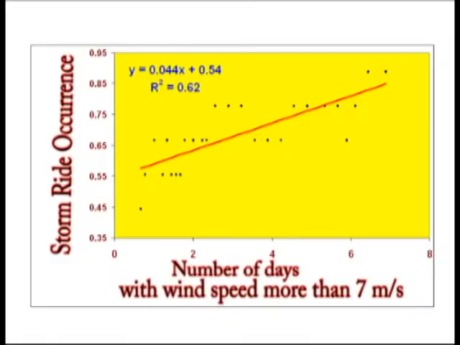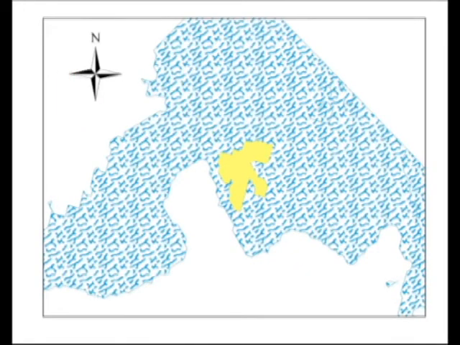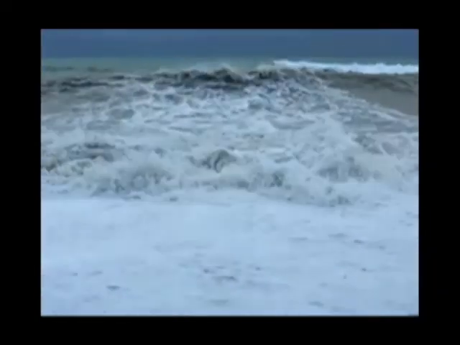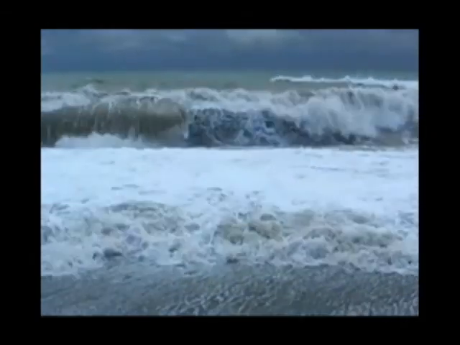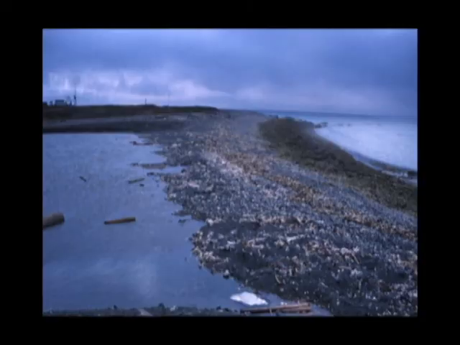There is a correlation between the number of days with wind speed more than 7 meters per second within the west sector during autumn and winter and storm ridge occurrence. The more days with high wind speed results in more storm ridge occurrence. Until now, we proved that the less sea ice area and also the more days with wind speed more than 7 meters per second results in more storm ridge occurrence.